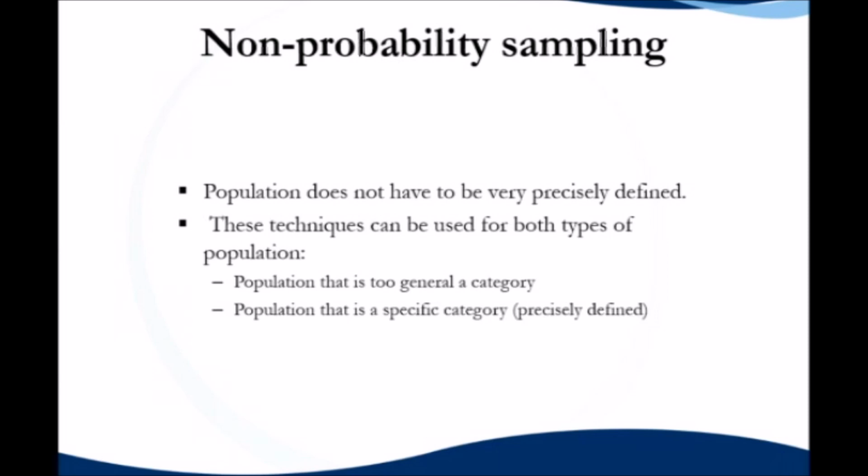With non-probability sampling, the population does not have to be precisely defined. It doesn't have to be very specific. So it can be general. You can say, I want to study students.